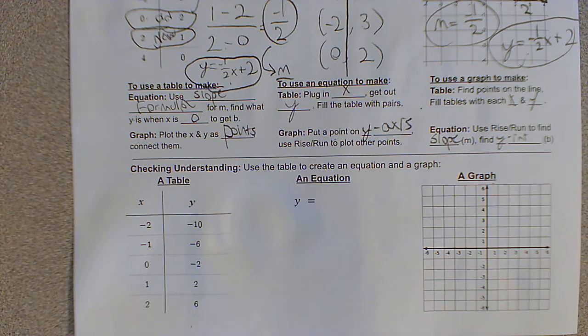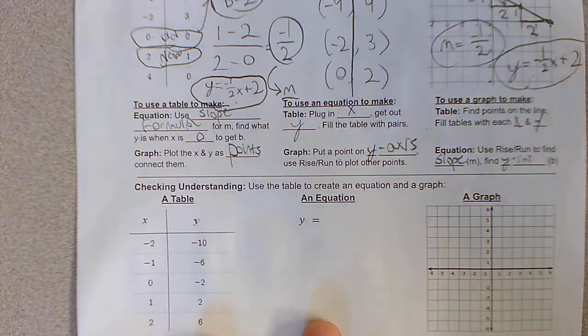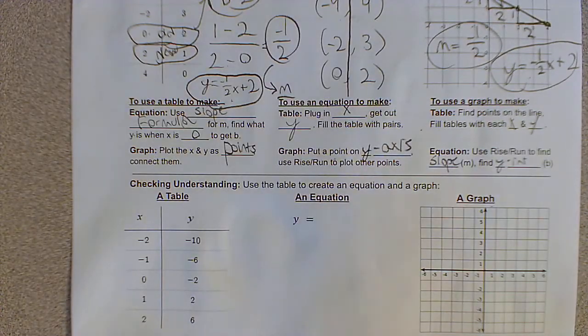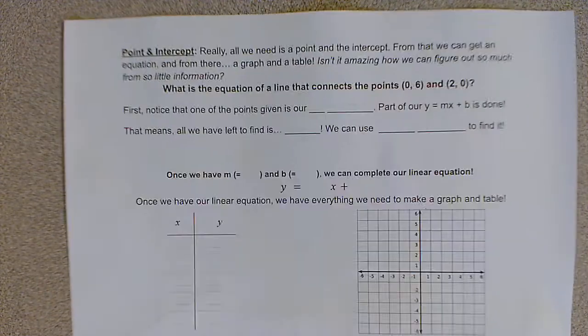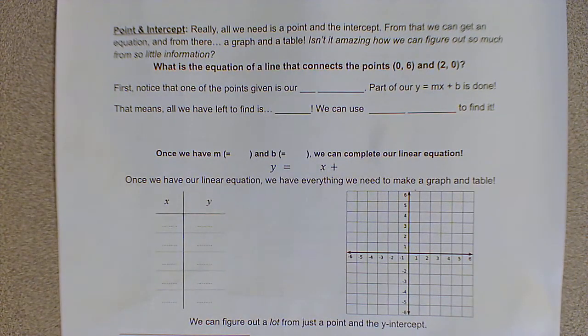And I'm going to show you all you really need to create all these things is just your y-intercept and a point. Notice here, we only needed our y-intercept and our point, and you can get everything else from there. So, how do we do that? Really, all we need is a point and the y-intercept. From that, we can get an equation, and from there, a graph and a table. Isn't it amazing how we can figure out so much from so little information?